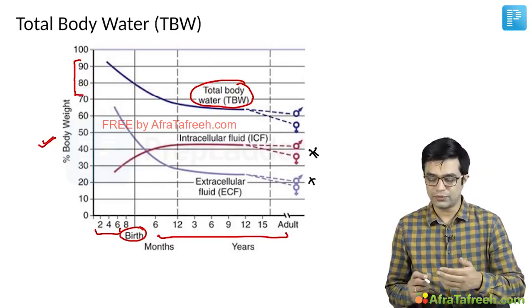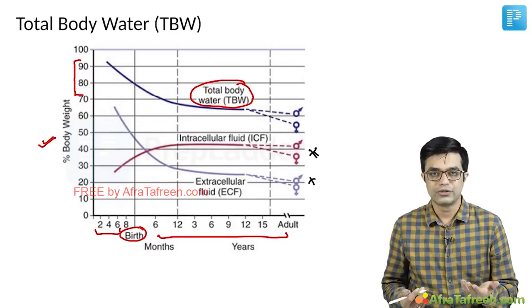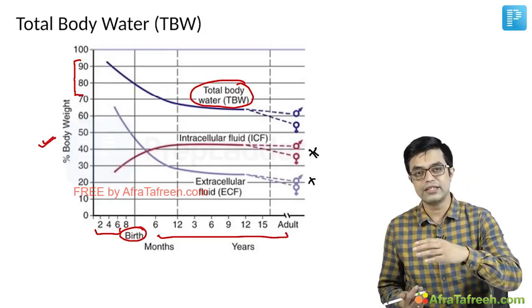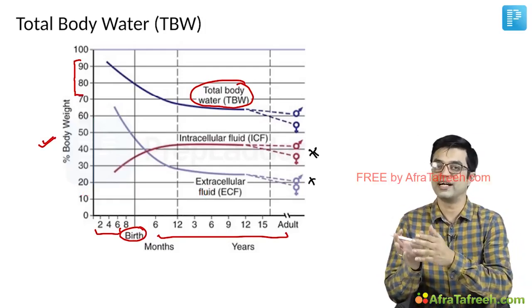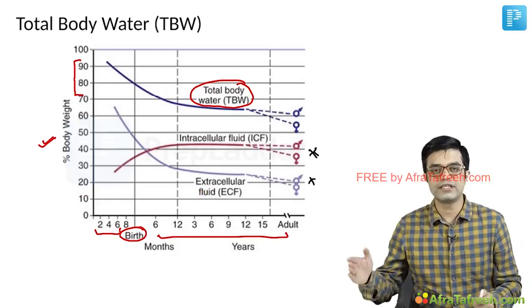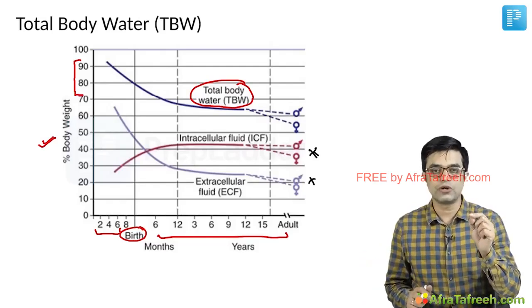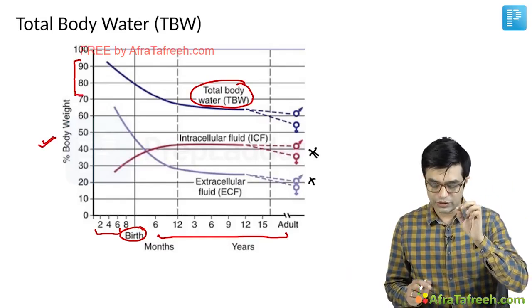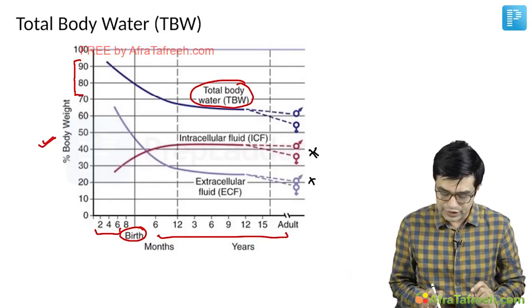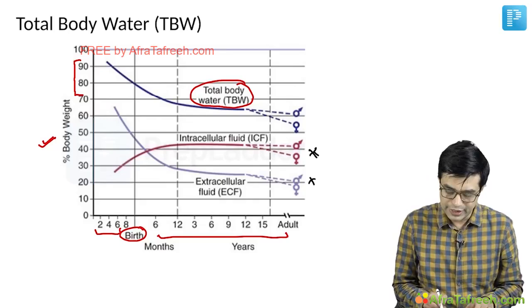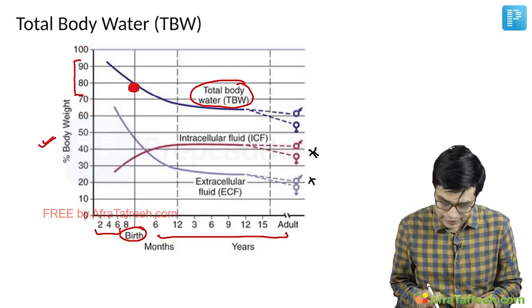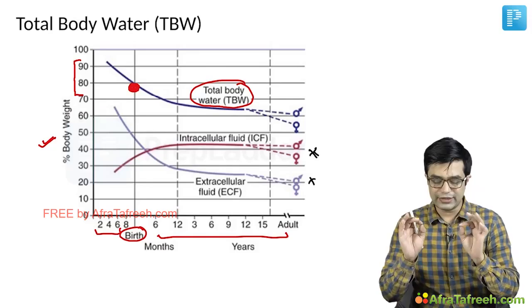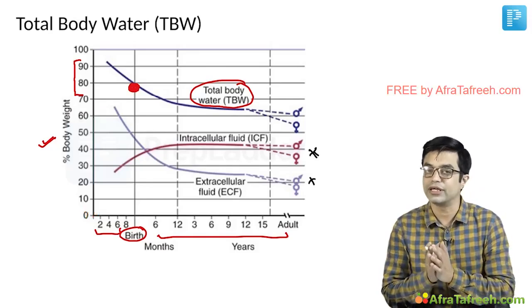So if a fetus weighs 1 kg, then 900 grams out of 1 kg will be water. Only 100 grams will be actual tissues in that baby. As the period of gestation advances, this percentage of total body water tends to come down. So the thing to remember here is, what is the percentage when birth happens? In a normal term baby, it is between 75 to 80%. As you can see here, this is the point, it is between 70 and 80. So 75 to 80% is the value of total body water in a term child at birth.